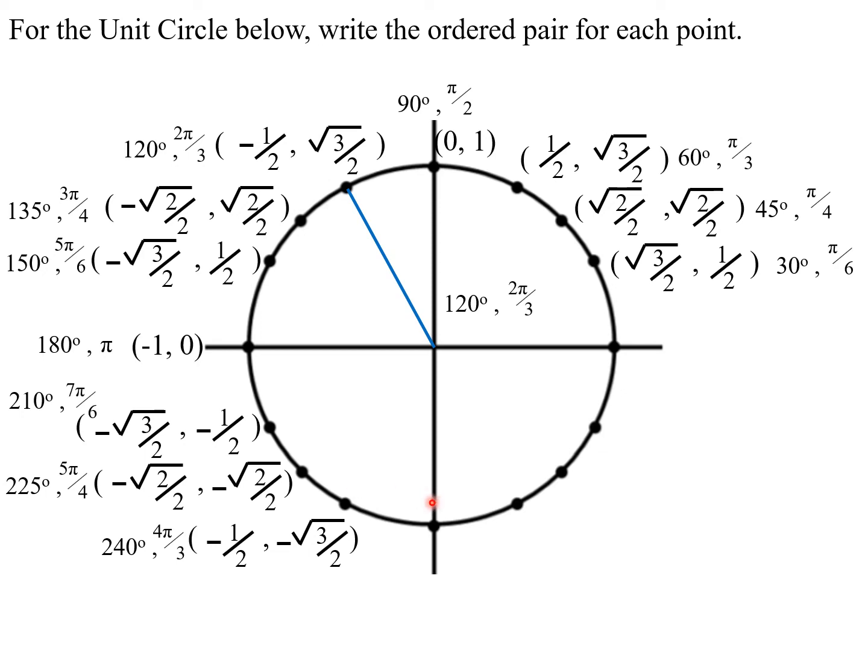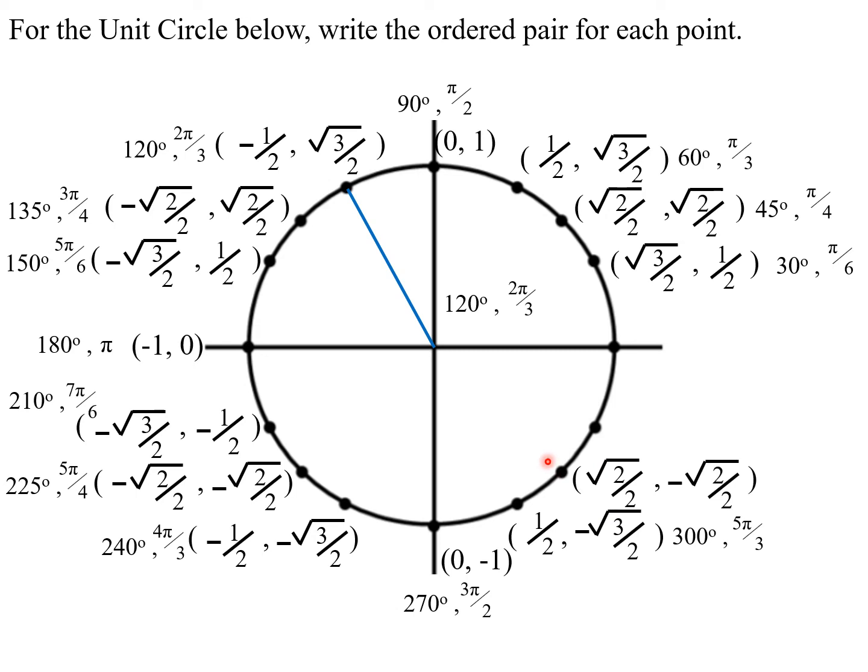All right, what about right here? Ordered pair 0, -1, angle 270 degrees, or 3π/2 radians. One more quadrant to go. We're in quadrant 4, so the x coordinates are positive, the y coordinates are negative. What about right here? This is going to be 1/2 and -√3/2 for, not a reference angle, sorry, 30 degrees past 270 is 300 degrees, and 5π/3 in radians.